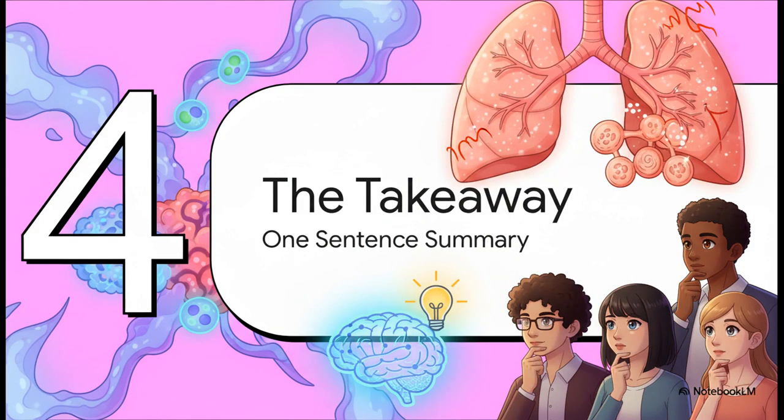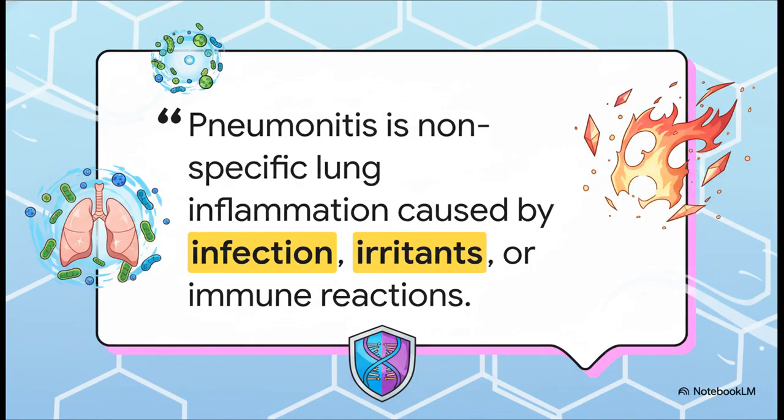Okay, so we've covered a fair bit here, right? We've defined pneumonitis, we've separated it from pneumonia, and we've walked through the three big causes. So, after all that, what's the one thing you absolutely need to remember? Here it is, boiled down to one single sentence. Ready? Pneumonitis is nonspecific lung inflammation caused by infection, irritants, or immune-mediated reactions. That's it. It covers everything. The what, nonspecific lung inflammation, and the why are three culprits: infection, irritants, or the immune system. That's your golden takeaway right there.